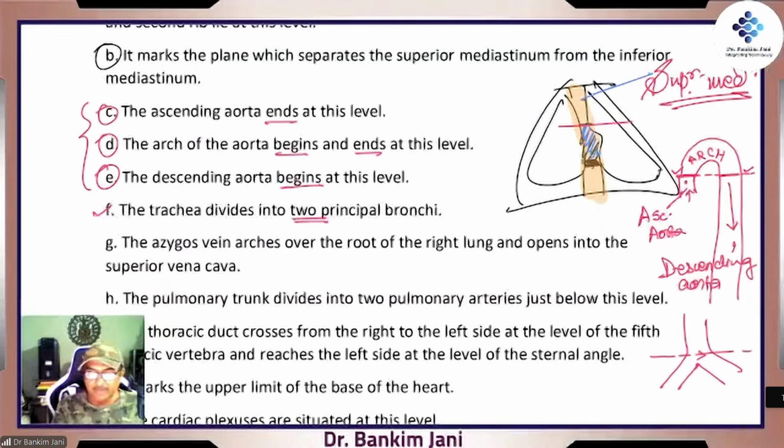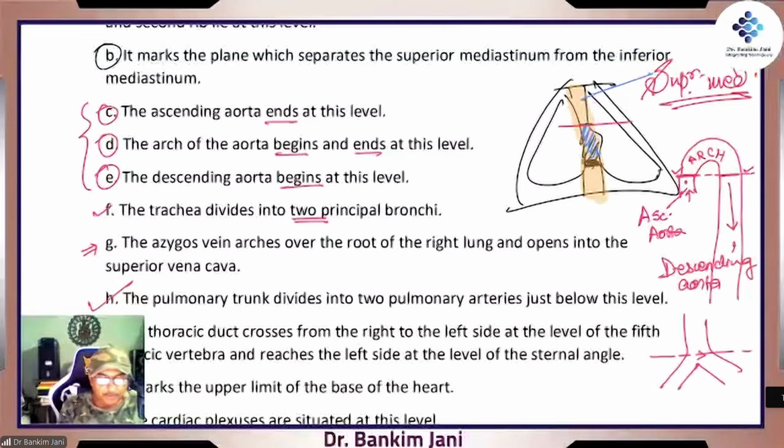Then we'll have the azygos vein. Regarding this, till we learn anatomy, don't worry about it. Just think of it as one vein that opens into the superior vena cava, because the azygos veins drain from the lower veins and all the surrounding vessels, and it drains into the superior vena cava.